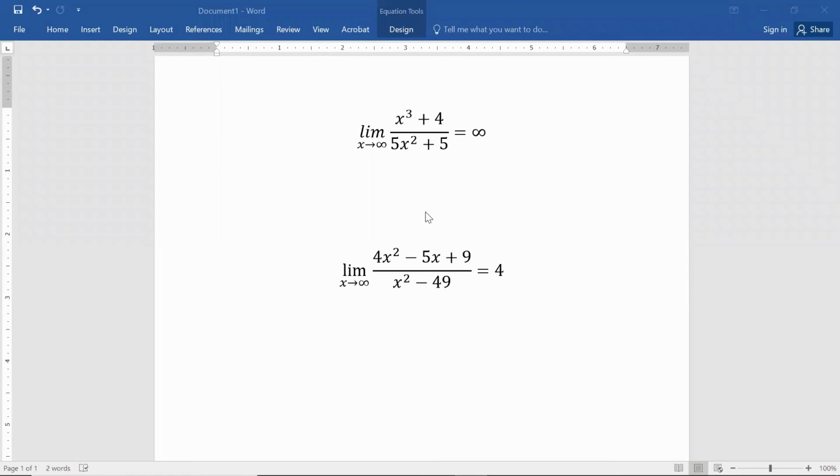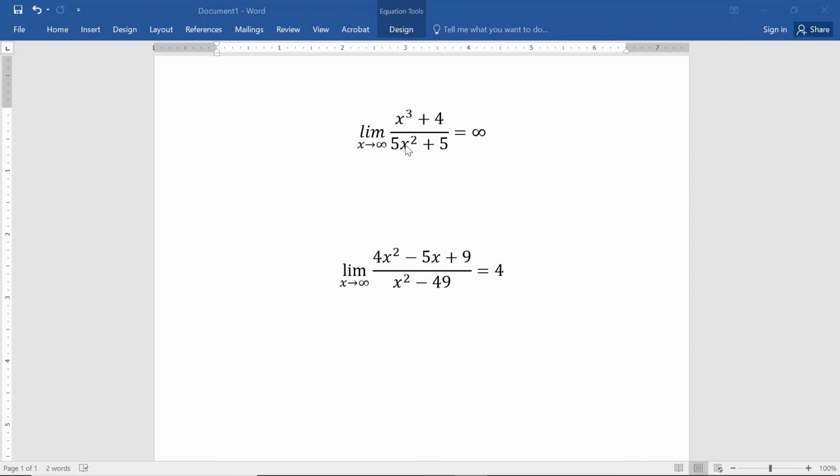I do want to explain a little bit about why that's happening as we look at a couple of the problems that we have already done. So let's take the limit as x goes to infinity of this rational function, the one where we had x to the third plus 4 divided by 5x squared plus 5. We already found that that limit was infinity. So why did it have to be so? Well, it had to be so because x to the third grows a lot faster than 5x squared.